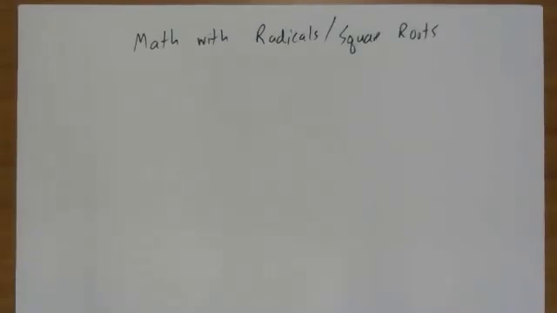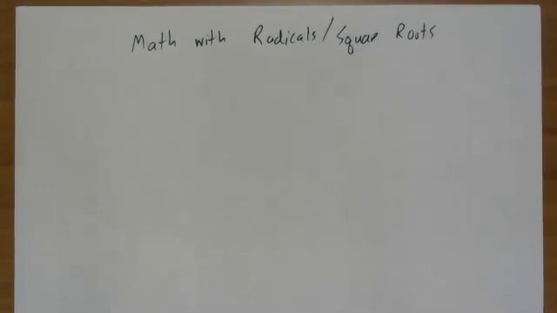I want to continue to review some algebra topics. This one is doing math with radicals, and in this case, I'm looking mainly at square roots, although the principles can apply to other roots. So let's start with just a quick example and explain the principles.